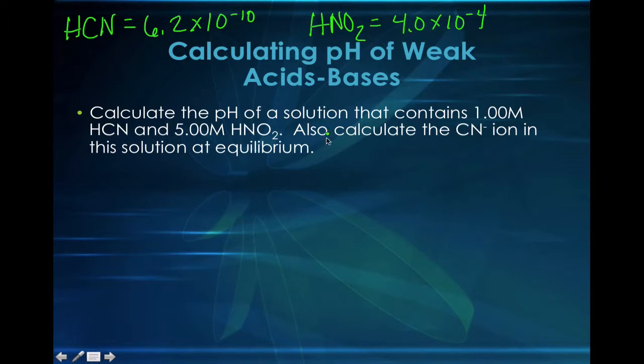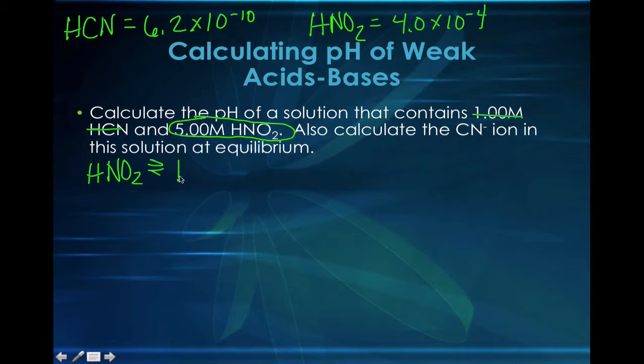So when I'm trying to calculate the pH here, I'm just going to ignore the HCN. It's not going to add to the H plus ion concentration enough that the pH is going to change. So all I'm going to focus on for the pH is finding out what a 5 molar solution of nitrous acid would have for a pH.